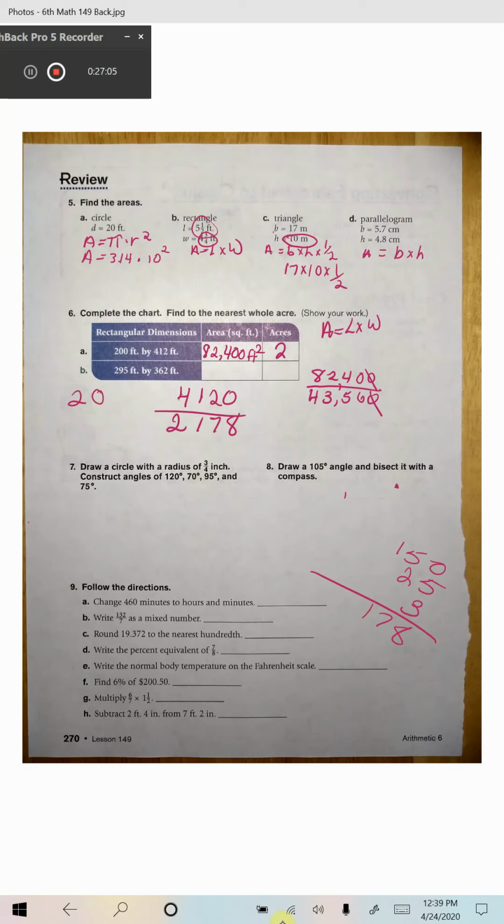Half of 120 is 60. Half of 2,000 is 1,000. Half of 100 is 50. Half of 70 is 35. Half of 8 is 4. Add it all up, 89. And at that point, you could have divided with a smaller number.